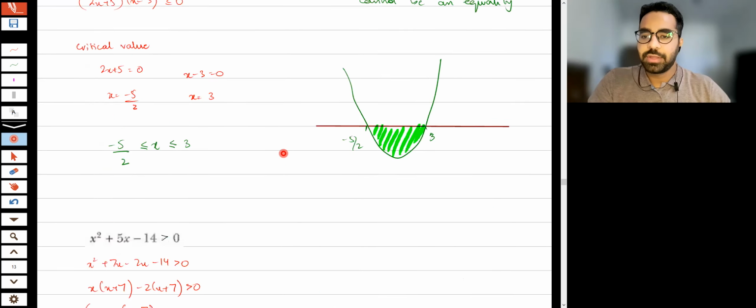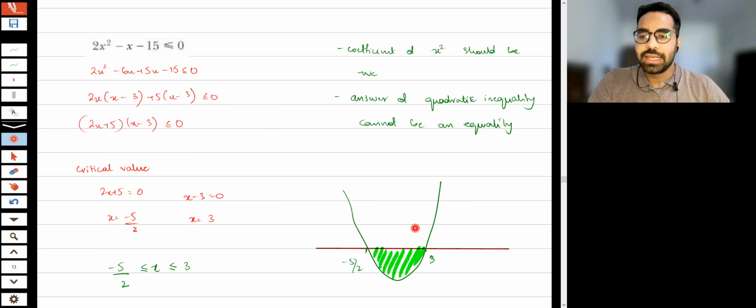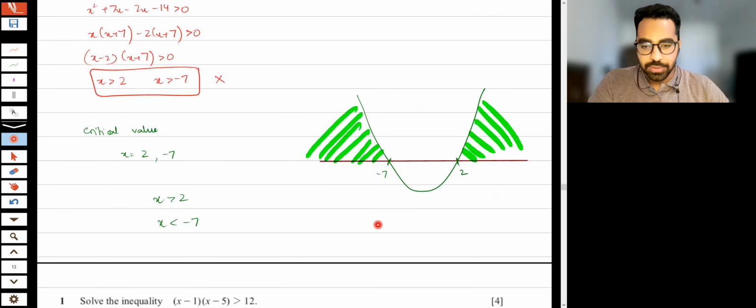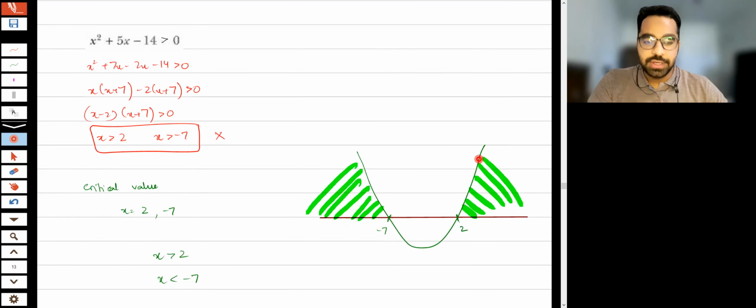I'll repeat both of these cases. When I had a less than sign, what did I do? I shaded the portion below the number line, okay? This portion below the number line. I used my critical values to get my answer, and my answer would be in the form of a range from minus 5.2 till 3, okay? Over here, when I have a greater than sign, I'm going to shade the portion above the x-axis, okay? I'm going to shade this portion and this portion above the x-axis. And my answer would be that x is greater than 2 and x is less than minus 7.